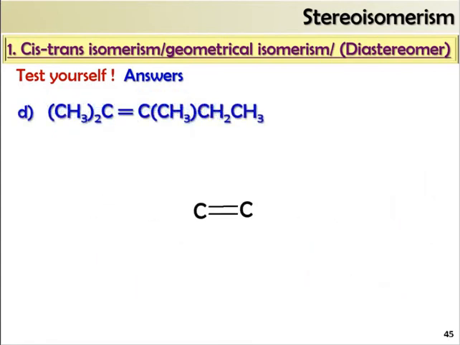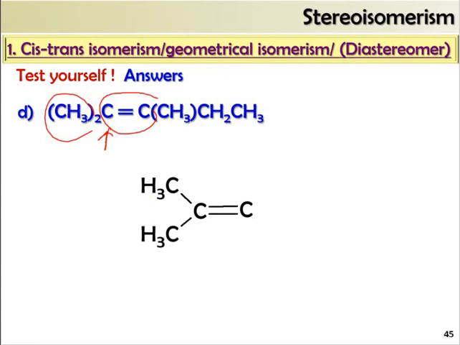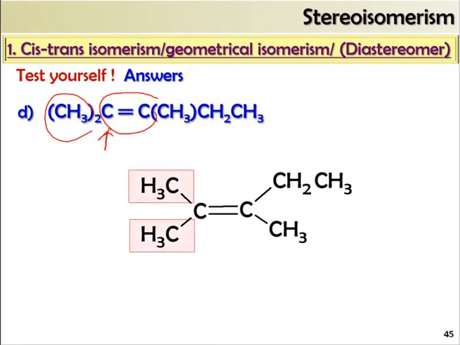D, you have this structure. Okay, kalau kita tengok pun, this carbon dia ada two similar CH3 groups. Both of the groups are CH3. So that means dia tak boleh jadi cis-trans isomer. Okay. So kalau tak nampak dalam bentuk macam ni, you can draw like this. Alright.